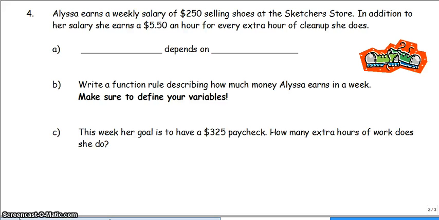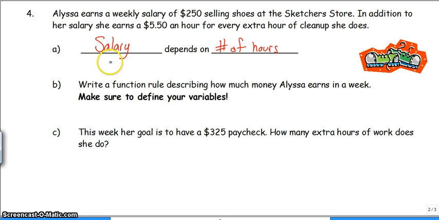So again, we have time in here. Time is always going to be independent. It doesn't depend on anything. So the number of hours is going to be my independent variable. The dependent is going to be her weekly salary, because the salary will depend on the number of hours that she works.